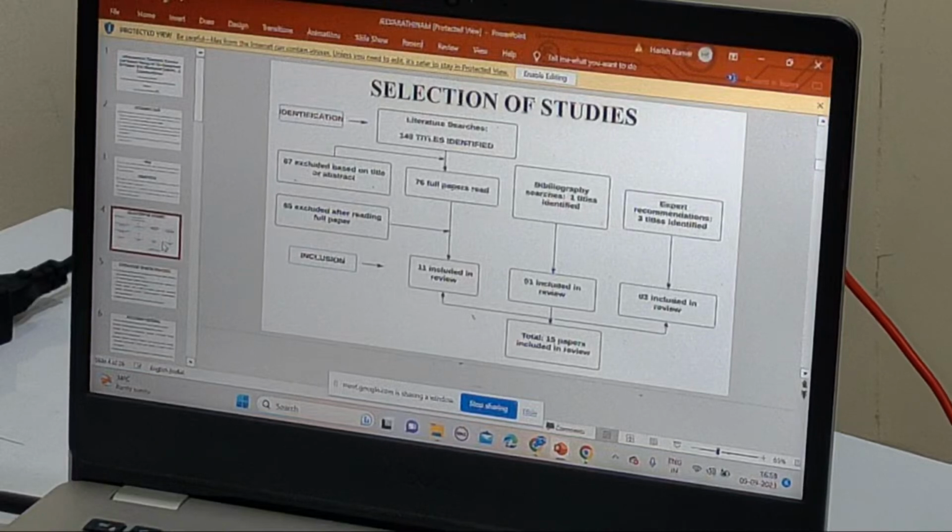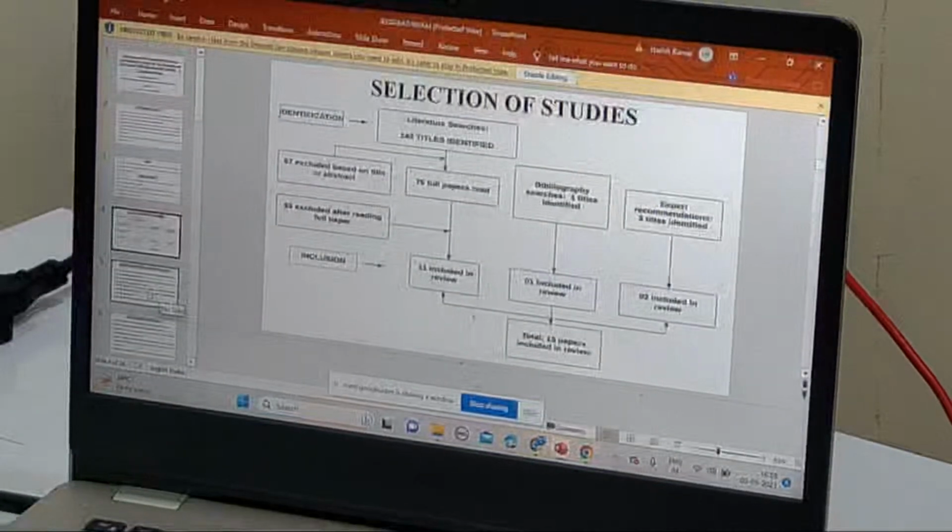Among the 76 full papers read, we have included only 11 and 65 are excluded, which don't meet our inclusion criteria. Then by the bibliographic search, we found one study, and by expert recommendation, we found three reviewed articles. Then a total of 15 articles were included in this review.